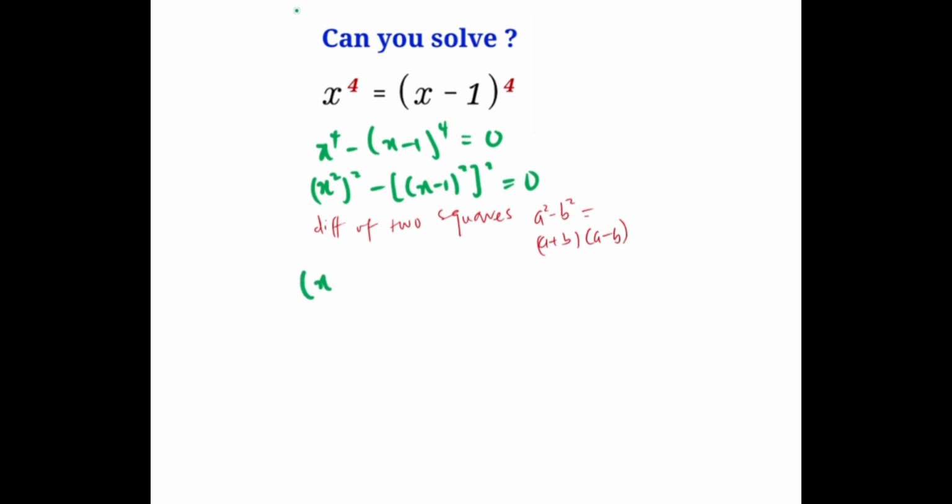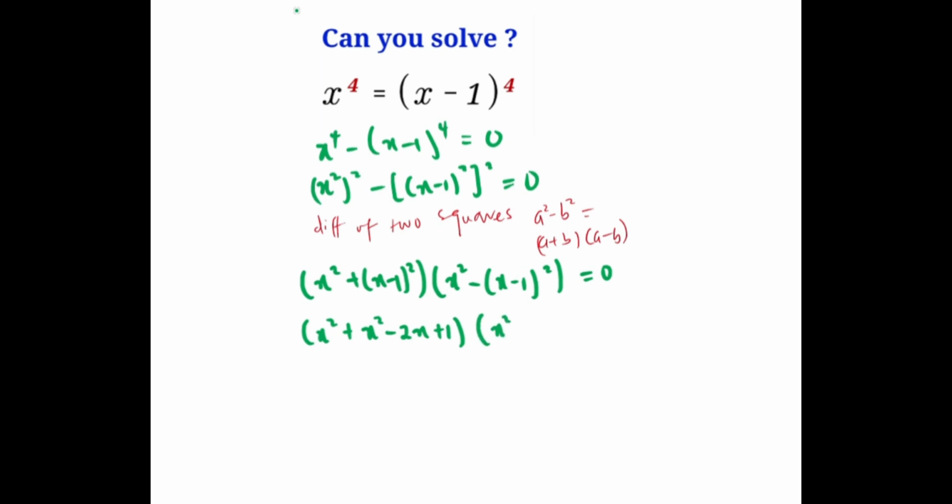(x squared plus (x minus 1) squared), also (x squared minus (x minus 1) squared) equals 0. So this is the same thing as (x squared plus x squared minus 2x plus 1)(x squared minus (x squared minus 2x plus 1)), take note of the negative sign, equals 0.